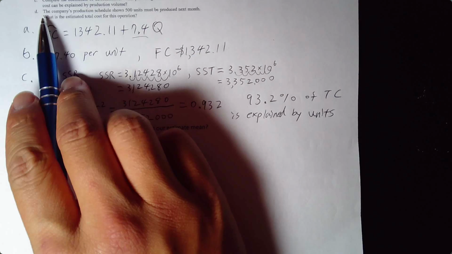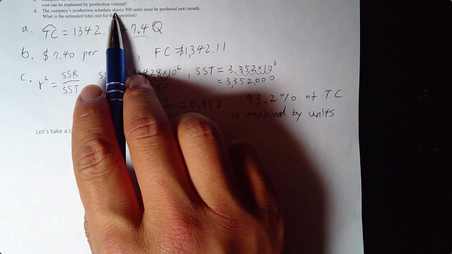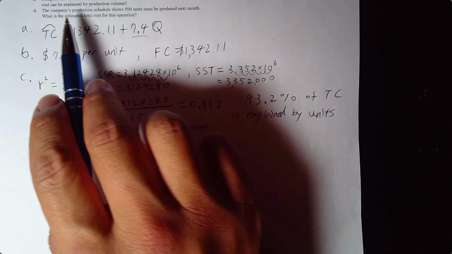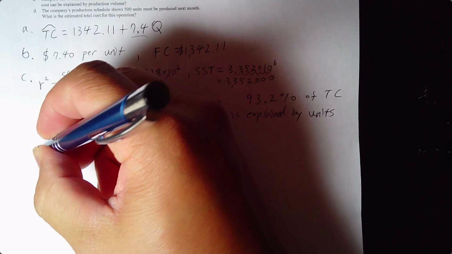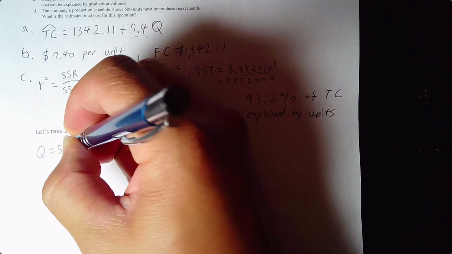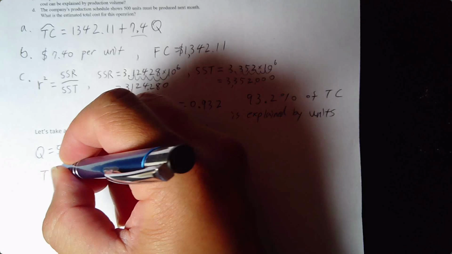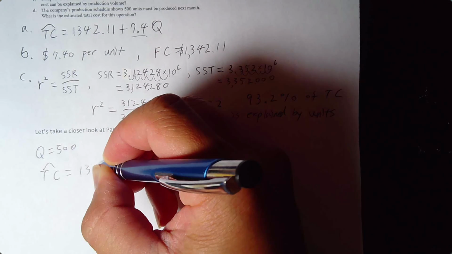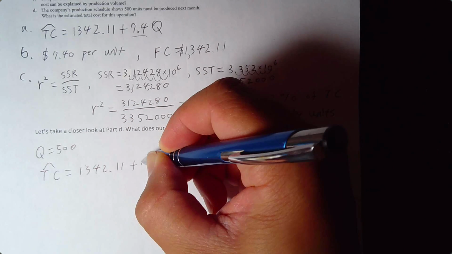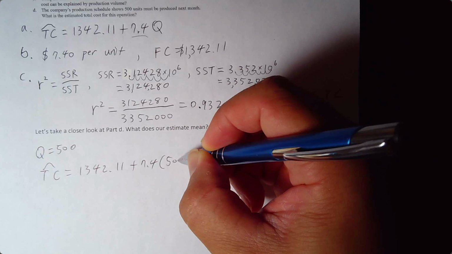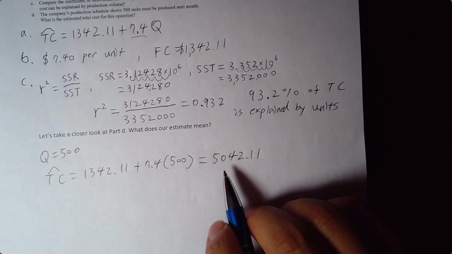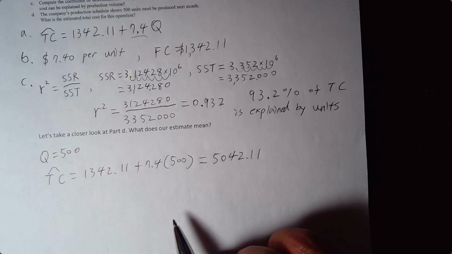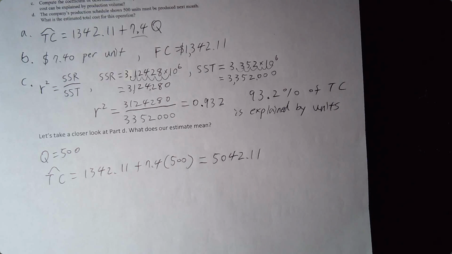Finally, let's take a look at part D here. D says the company production schedule shows 500 units must be produced next month. What's the estimated total cost? So first, let's go ahead and plug in. What it means is Q equals 500. So let's plug that into our estimated regression equation. Okay, plug that in, and you get $5,042.11.